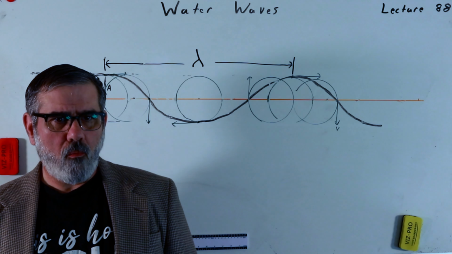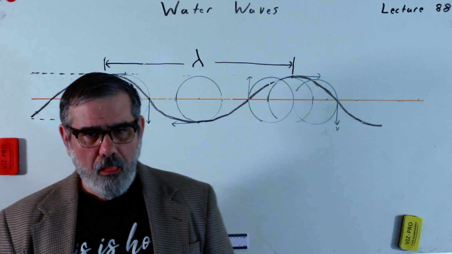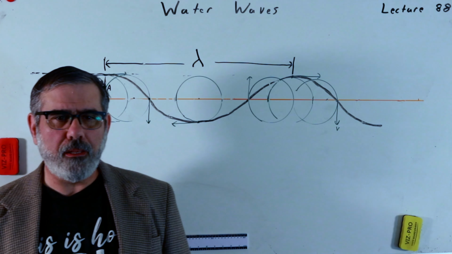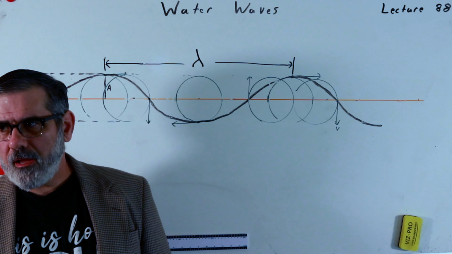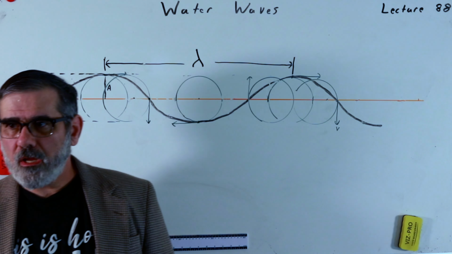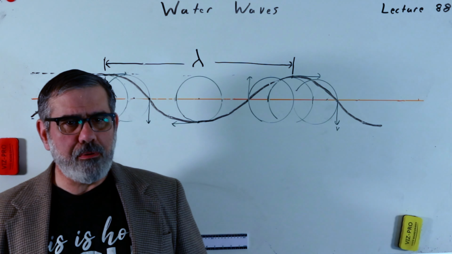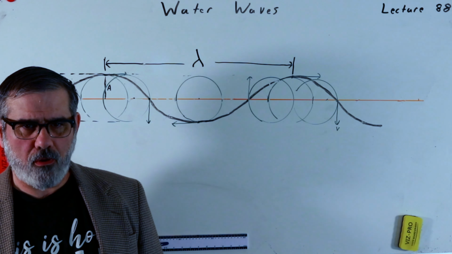Lecture 88, water waves. Water waves are actually particularly complicated, and we're not going to be able to derive the wave equation for water waves, but we can talk about it phenomenologically, and then we're going to use a clever trick to find the wave speed for water waves in different circumstances, okay?